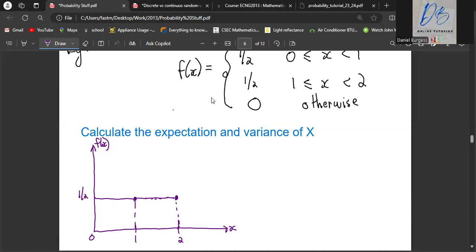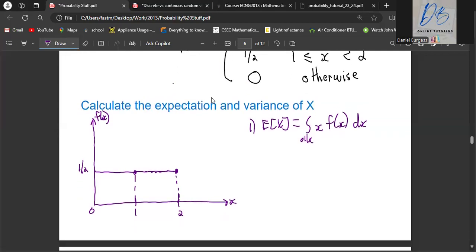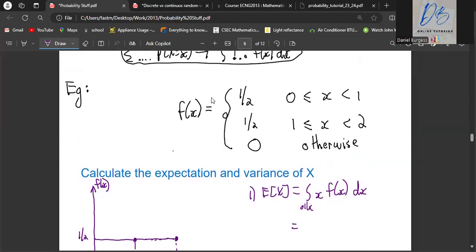All right, so the first thing I want is the expectation. We know the expectation of x is the integral of x f of x dx. And we integrate it. Remember, with integration we integrate both pieces, so we have this piece here and this piece here. So turning to the integral.